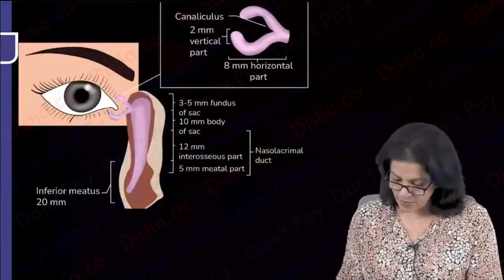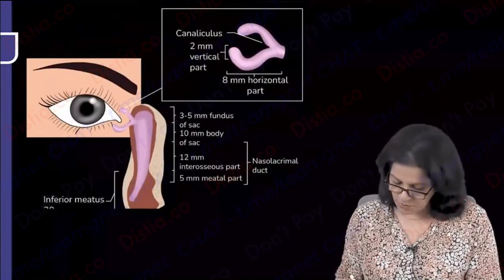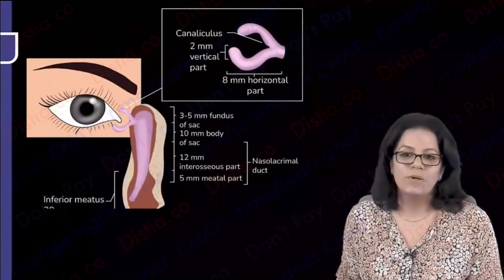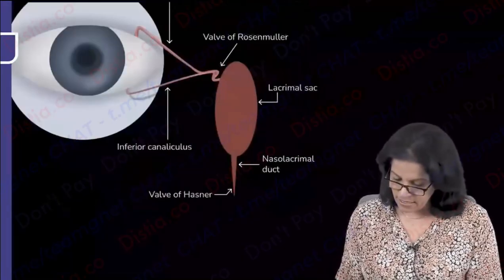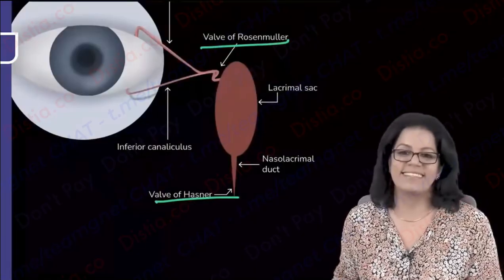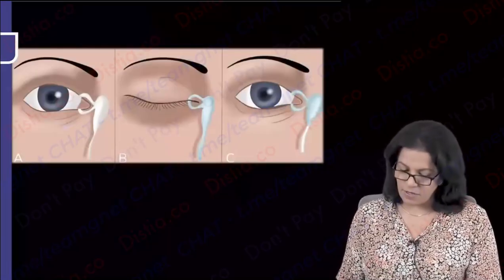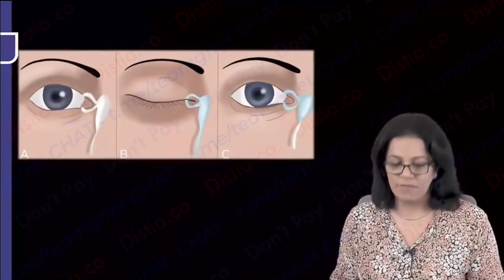Okay. Coming to the next one, what we have in store, of course, these are the measurements. As I said, just remember the measurement of NLD as 17 to 18. And the two valves that we are going to remember are the valve of Rosenmuller and the valve of Hasner. Done? Okay. So this is what I wanted to discuss here regarding physiology.